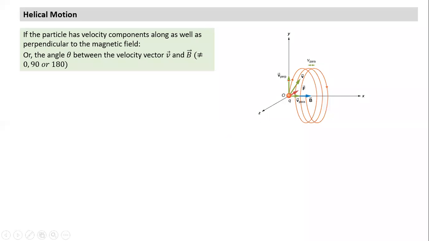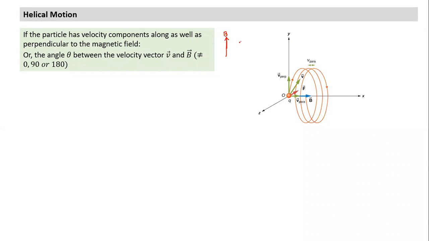So we look at the path, how the particle will move. In case it has a velocity component in the direction of the magnetic field as well, it will have a helical path. So what is the condition for a helical path? Velocity must have a component perpendicular as well as parallel to the magnetic field. Or another way of saying it: if this is the magnetic field, as long as velocity is perpendicular, it will have circular motion. If velocity is along or opposite to the magnetic field, it has straight line motion.